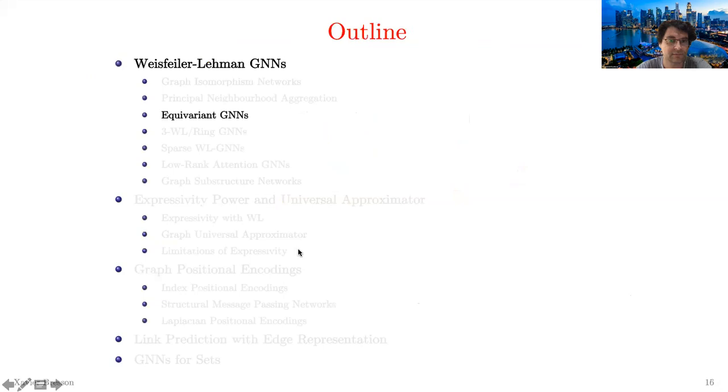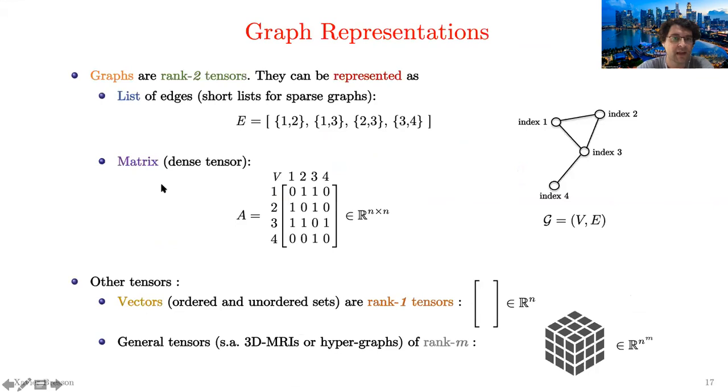Okay, now let me talk about equivariant graph neural networks. Graphs are basically tensors of rank 2, and they can be represented in two ways. You can represent them as a list of edges, especially if your graph is very sparse, so you keep the edges in memory. They are represented by index 1 and index 2, index 1 and index 3, and so on. Or you can also represent your graph as a matrix.